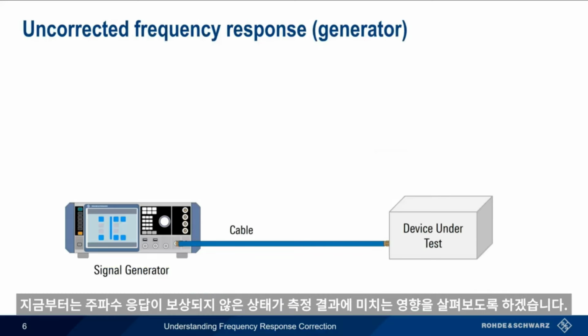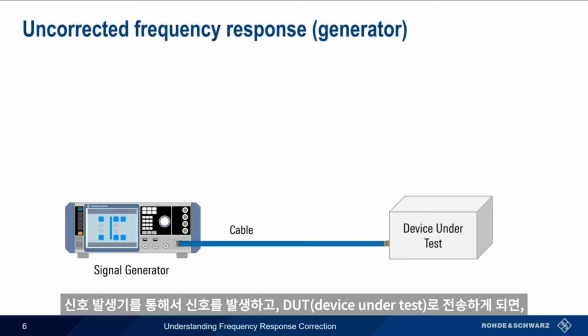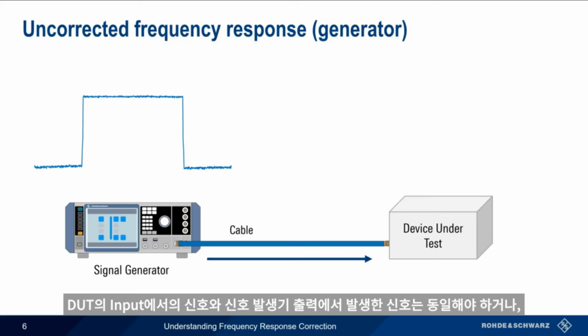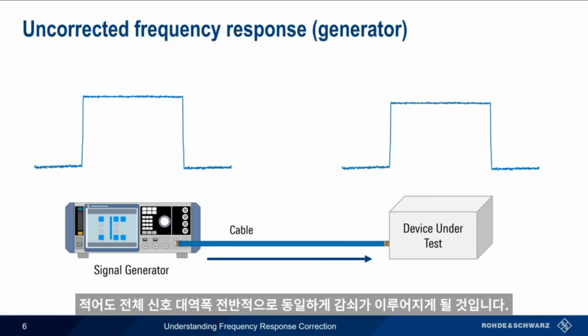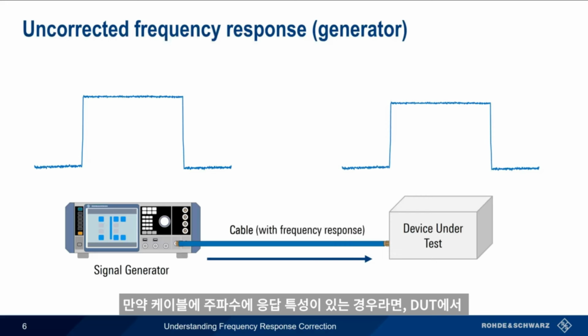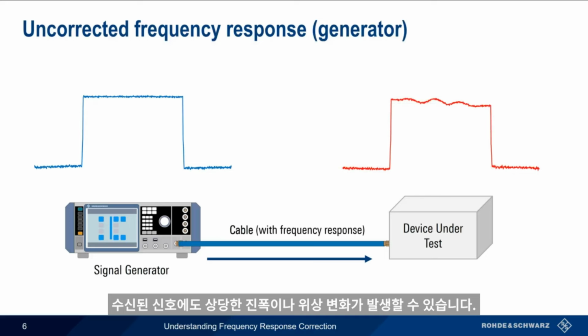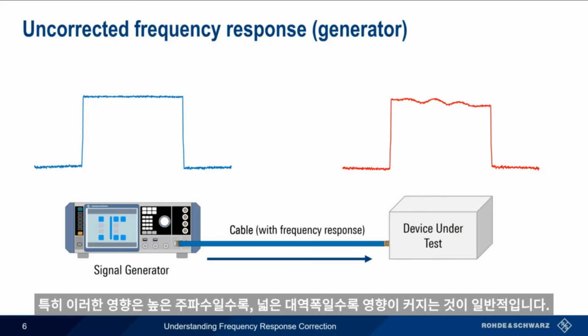Let's look at an example of how uncorrected frequency response can affect measurement results. Our signal generator creates a signal that is sent into the device under test, or DUT. Ideally, the signal at the DUT input would be identical to the signal produced by the signal generator output, or at least be equally attenuated across the entire signal bandwidth. If the cable has significant frequency response, this can cause the signal received at the DUT to also have significant amplitude and/or phase variations, especially for the higher frequency and wider bandwidth signals we mentioned just a moment ago.